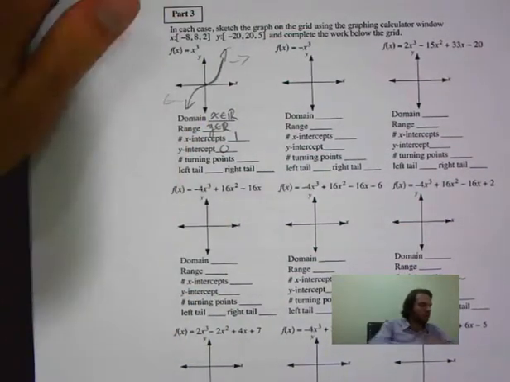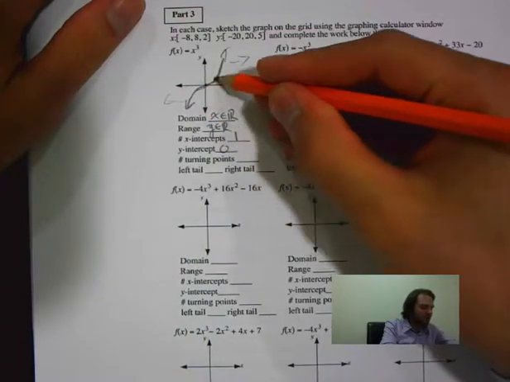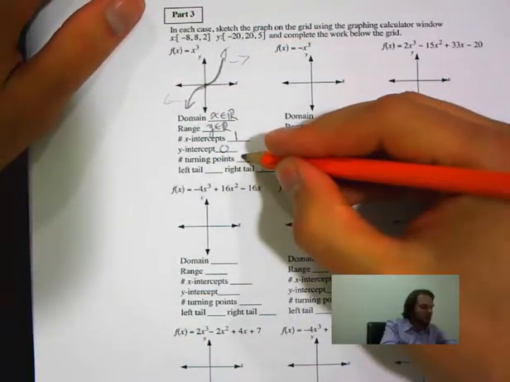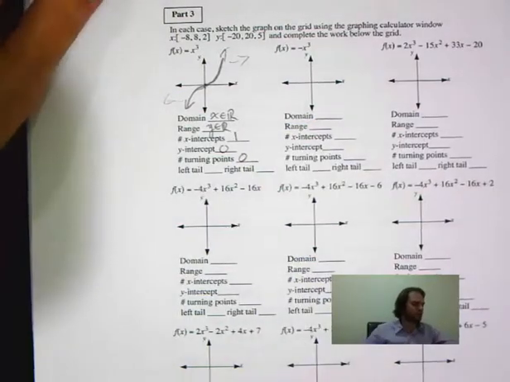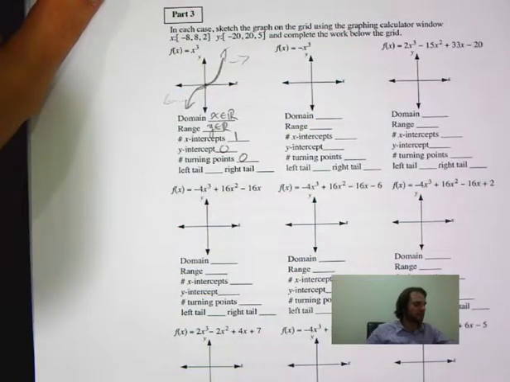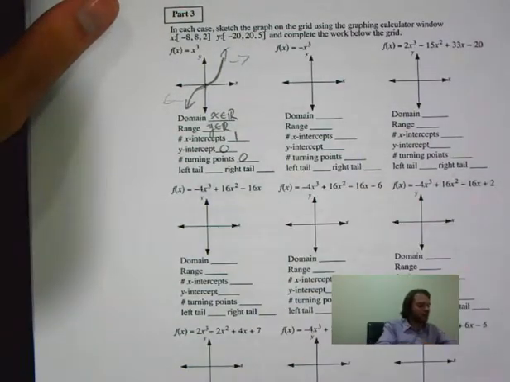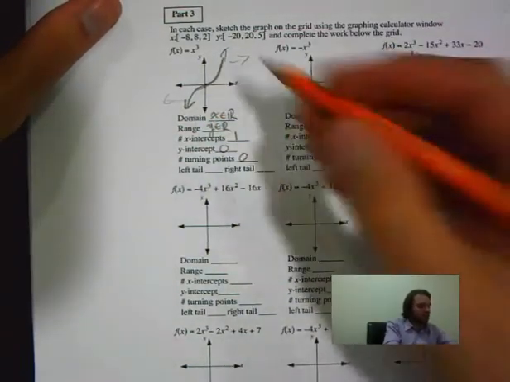So, number of turning points. Well, this one doesn't have a turning point. This one has an inflection point. So I have 0 turning points. Okay? Then it says left tail starts in which quadrant and right tail. So my left tail is right here.